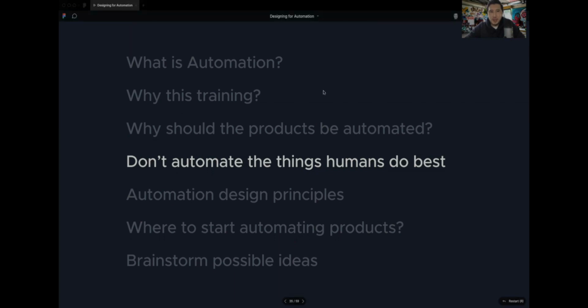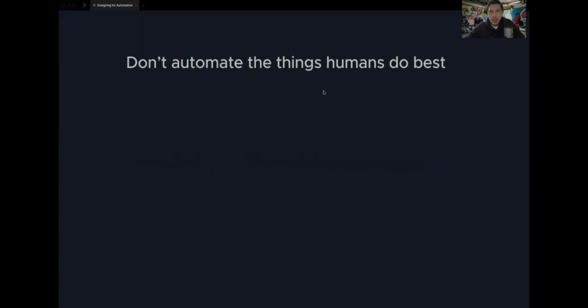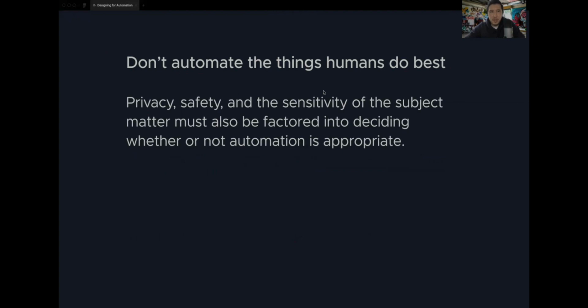Every product can benefit from automation, but there should be careful considerations around when not to automate. For example, privacy, safety, and the sensitivity of the subject matter must also be factored into deciding whether or not automation is appropriate.